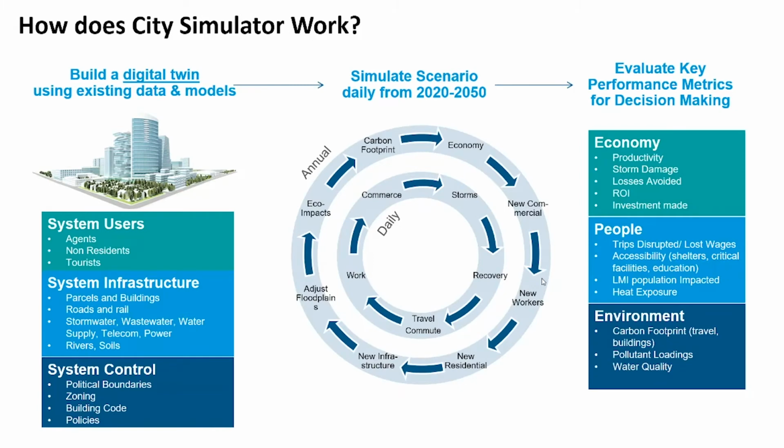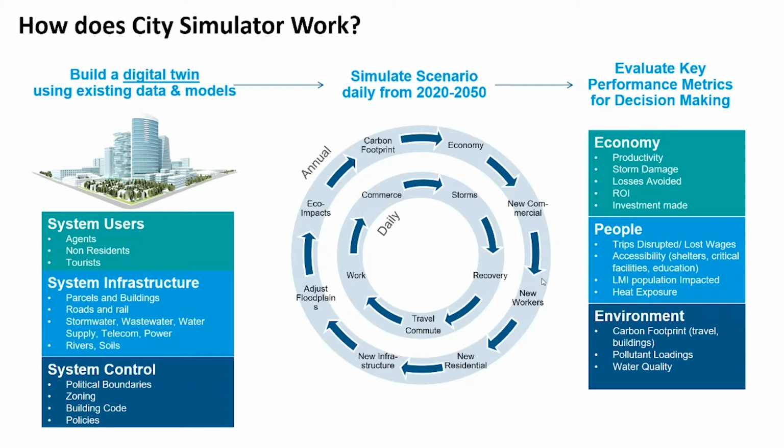How does City Simulator work? It's a detailed digital twin that we build of a community, including system users. So we're focused on agents. It's an agent-based model is what it's called. That means we synthesize a population of avatars that matches the real population in terms of demographics, gender, and so on. And then we can simulate them moving around the city.